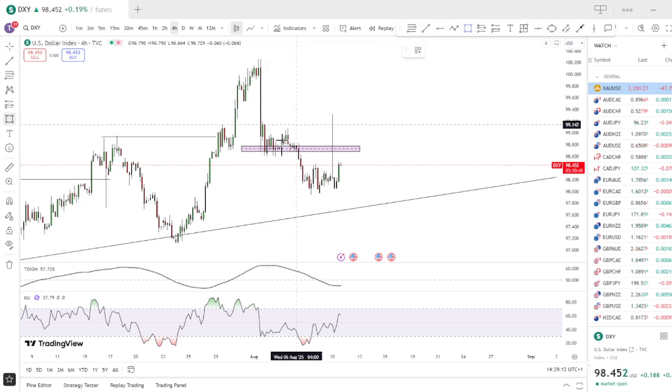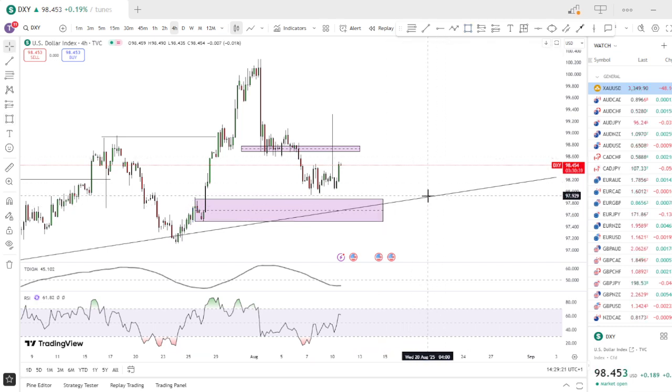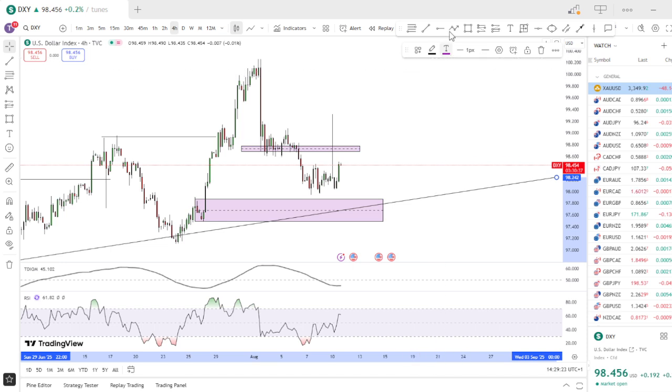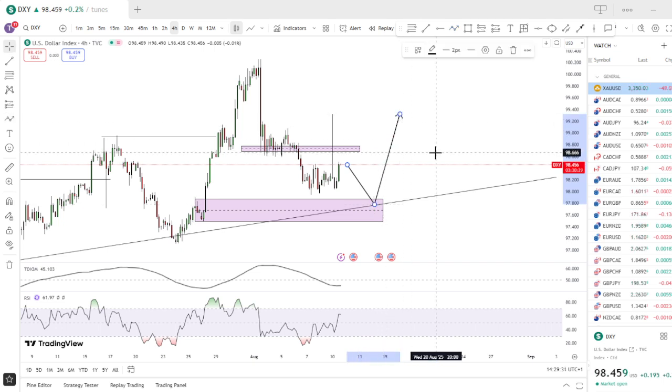Though we are seeing a drop-base-rally inside that region here. Price hasn't gotten there yet. And it also correlates with what we're expecting on the trend line. So basically for the dollar, I still expect us to see some level of weakness, maybe something like this. And then possibly we can get to see some recovery towards the upside.